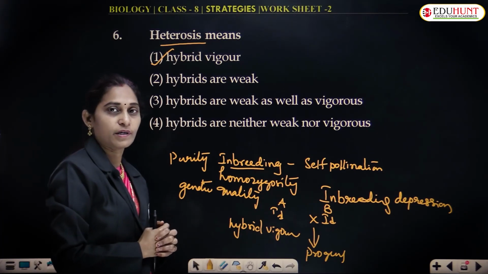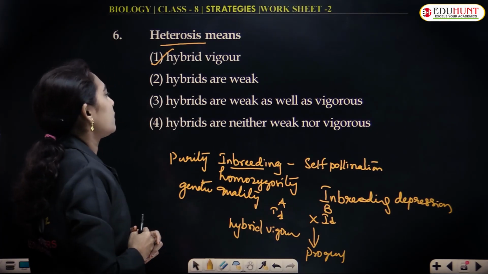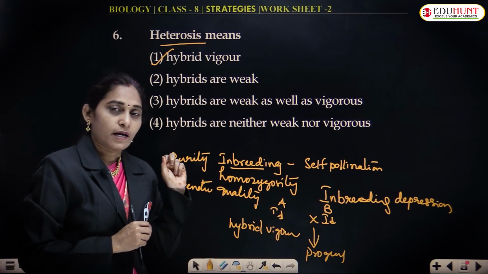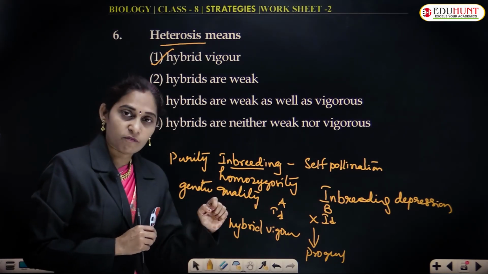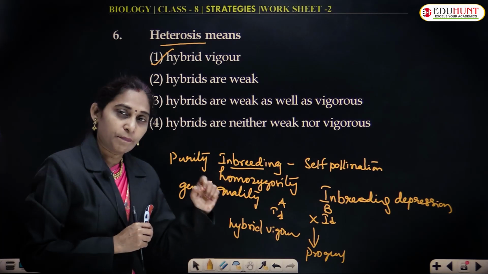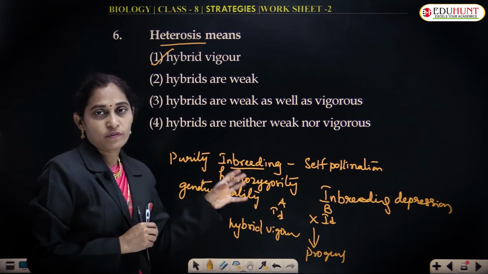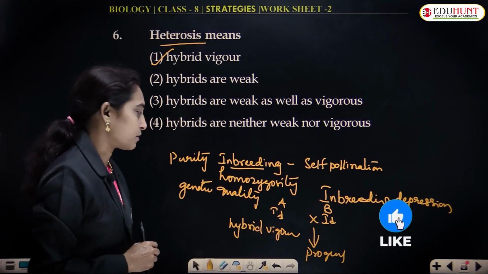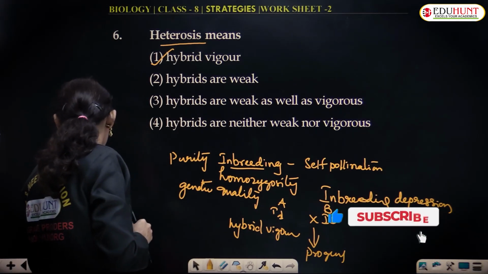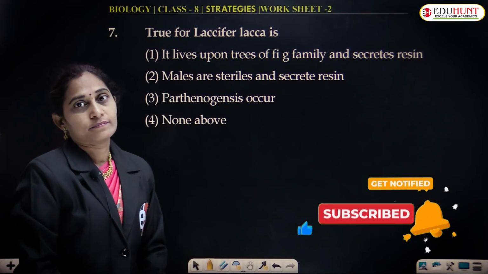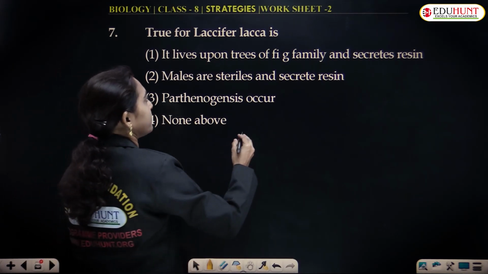Heterosis or hybrid vigor is the improved performance of the progeny obtained by crossing two plants with inbreeding depression. True for Laxifer lacca, that is lac insect.